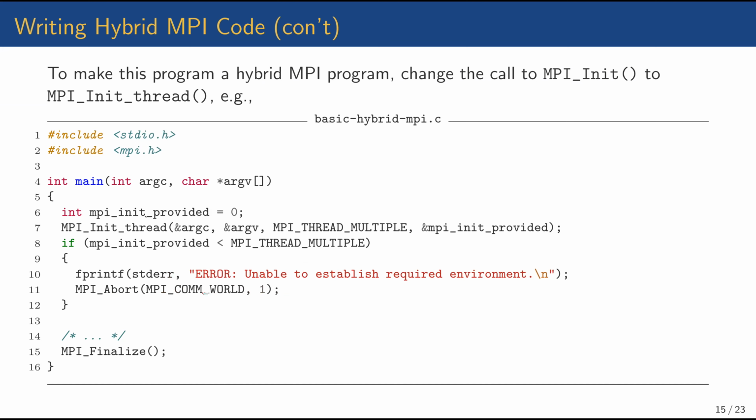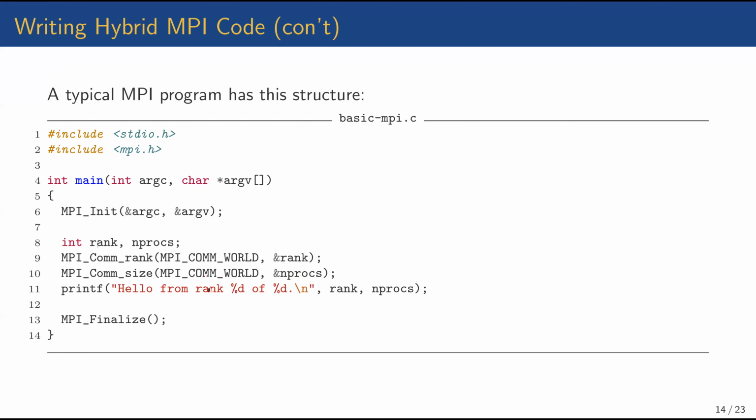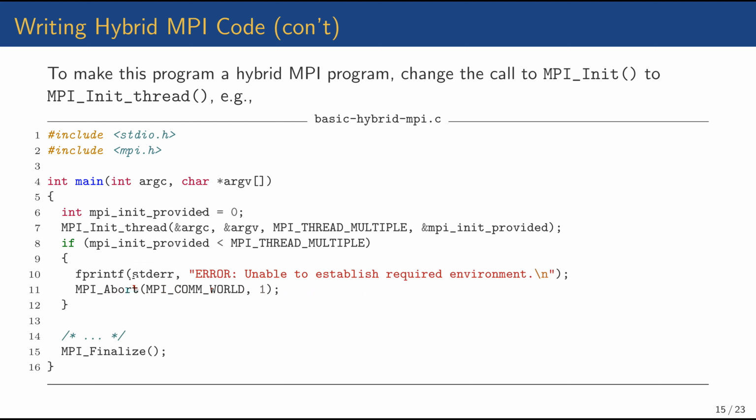Now, to make your program a hybrid MPI program, this basic MPI program is the same as the next program, except I took everything in between the init and finalize and put ... And I replaced the init call with something different. So line 6 is really the only change. And you can see here on line 6, all the way down to line 12, I have code. So it expanded. And then I just put ... in a comment and MPI finalize.